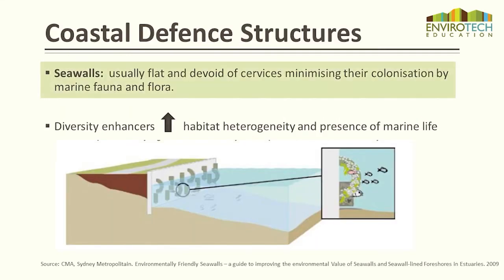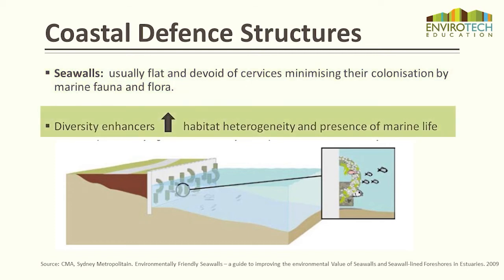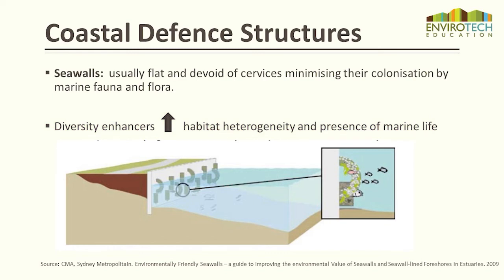Seawalls, usually flat and devoid of crevices, minimizing their colonization by marine fauna and flora. This is where diversity enhancers can come in and increase habitat heterogeneity and presence of marine life. But basically, we're adding protective space to a seawall in various shapes or forms in order to increase the biodiversity using that seawall. So taking it from a flat surface into something that's more irregular and got that protective space.